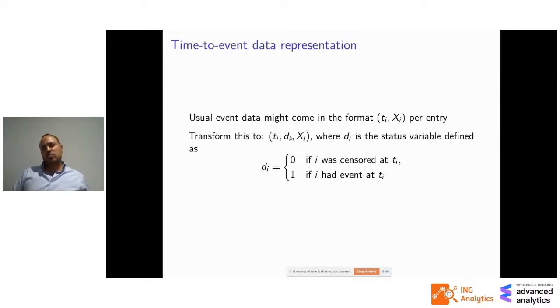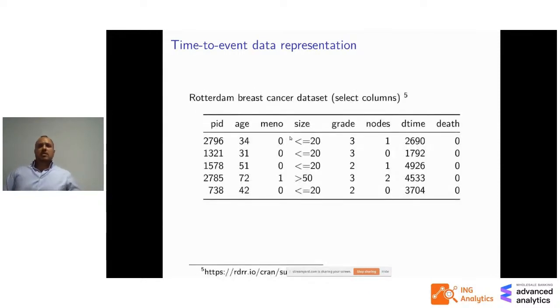So to show you more exactly how that looks, this is the famous Rotterdam breast cancer data set. Well, it's 5 rows of it. It's bigger than that. But you see the patient ID, age, pre or post menopause, the size of the tumor, grade, nodes. There are some other medical covariates here. And then this is the T variable, the time. And this is death; here, they were all censored. So this person was censored after 2,690 days. But if anybody here had died, this would be a 1, and then you would know that that person died after 4,533 days, right? So this is how survival analysis data sets often look.